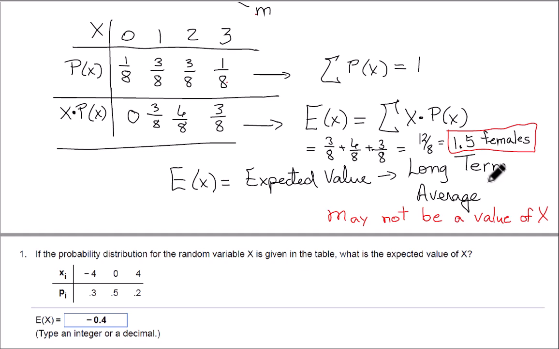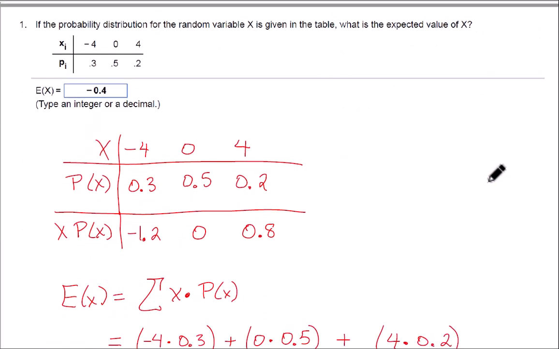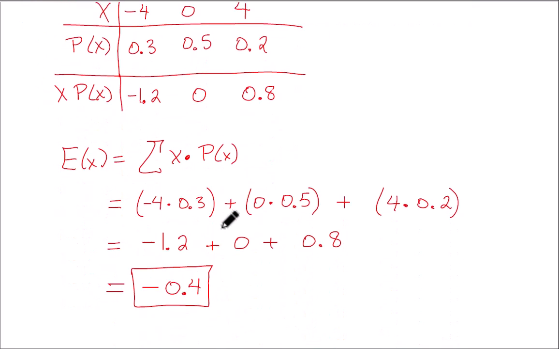In terms of the homework, let's look here at question 1. They are giving me a probability distribution. These are the values x can take on and the corresponding probabilities. Notice all the probabilities do add to 1. They want us to find the expected value. So we simply multiply x times the probability. I just make one more row. Do this for each of the columns, add them all up, and the expected value here is negative 0.4. So again, you're just multiplying x times the corresponding probability and then adding them all up. Fairly straightforward.